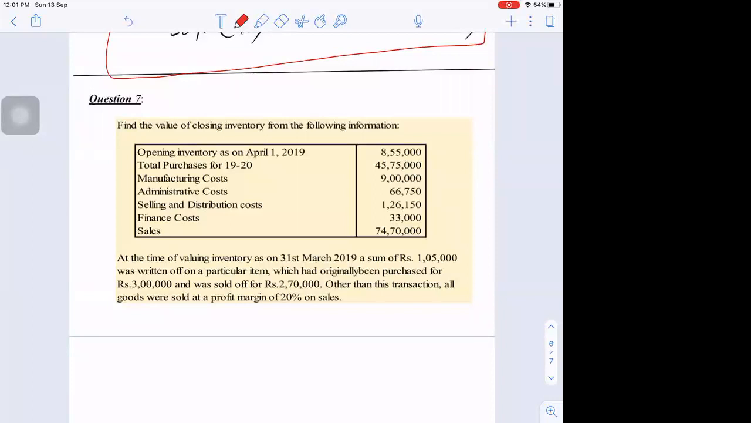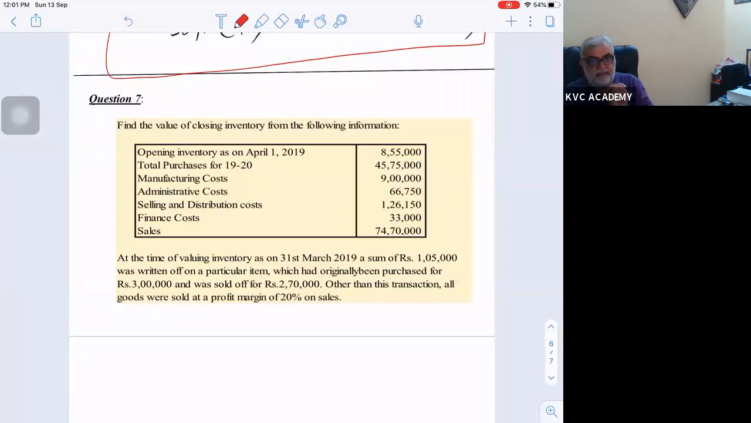Now, my sale is totally 7470. But that 7470 includes that unusual item of 2 lakh 70. So other than that, what should have been the sale? 72 lakh. My total sale is given as 74 lakh 70. If not for that sale of 2 lakh 70, the sale would have been only 72 lakhs. Okay?